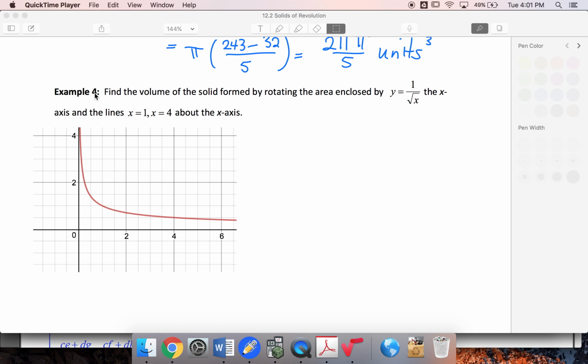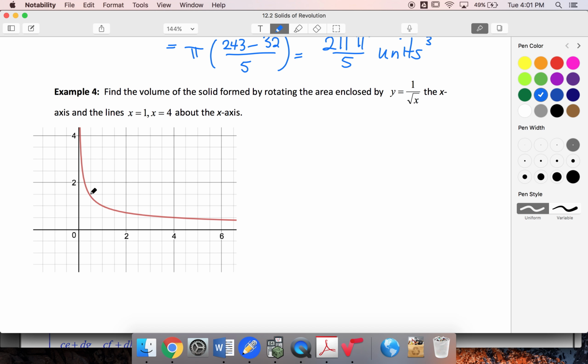In examples 4 and 5, we're going to take the same region and rotate it about the x-axis and then the y-axis and see what happens to that solid. So when I've got x equals 1, x equals 4, here's my x equals 1, and my y value there is 1. And now I've got my x equals 4, my y value there is a half, so I'm taking this region, rotating it about the x-axis, so I'm going to end up with something that I think is going to look a little bit like this. Sort of. All right, so I want to know that volume.